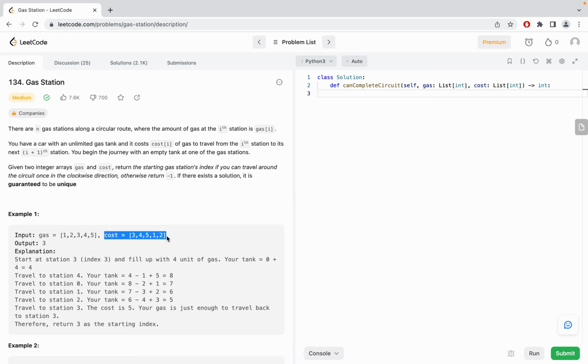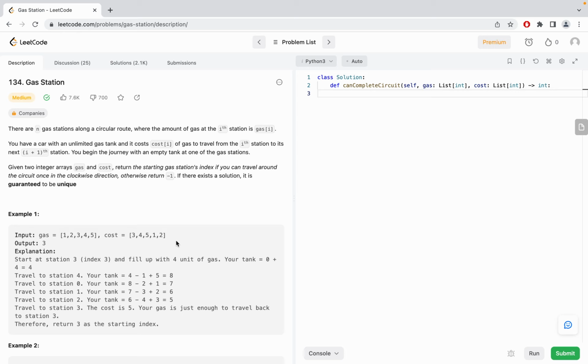Now, there's another array called the cost array. This is going to specify how much gas we need to spend to go from one gas station to the next gas station. Our objective here is to find a valid starting gas station that will allow us to complete a round trip across the circle. It is possible that we don't even have a solution. In that case, we should return -1.